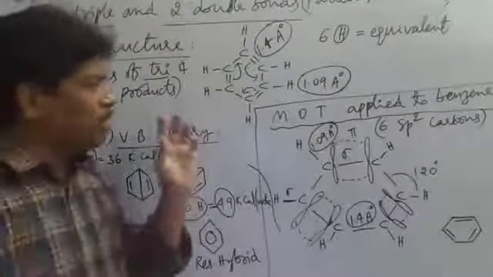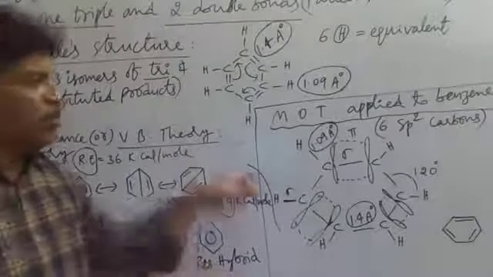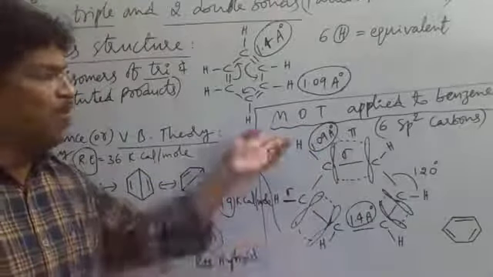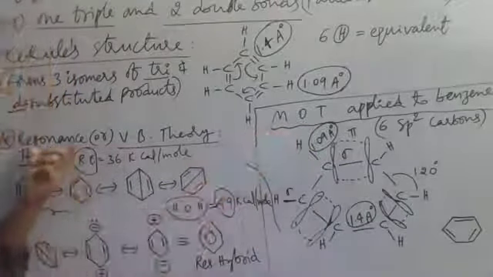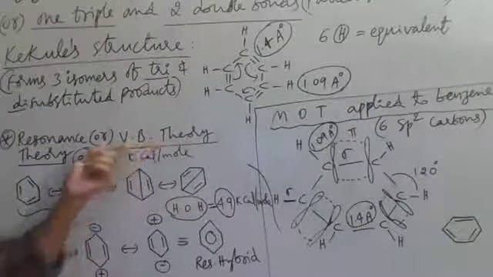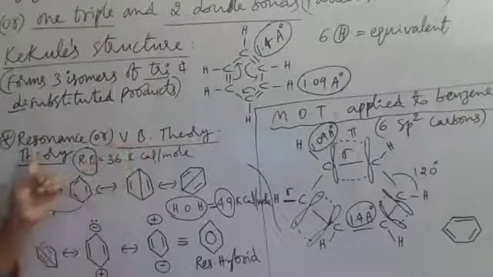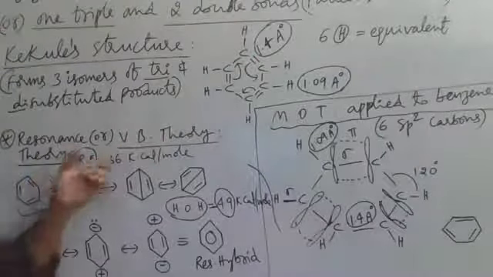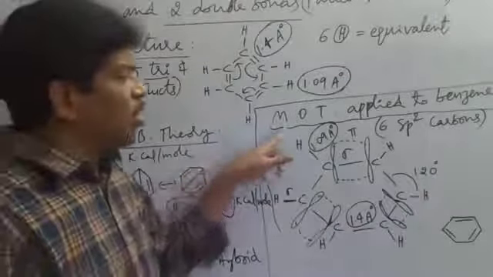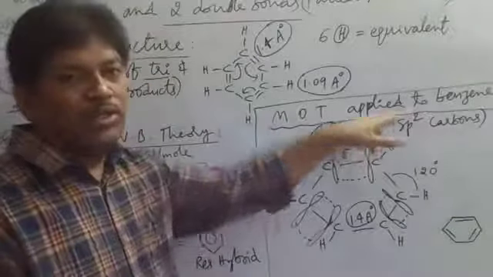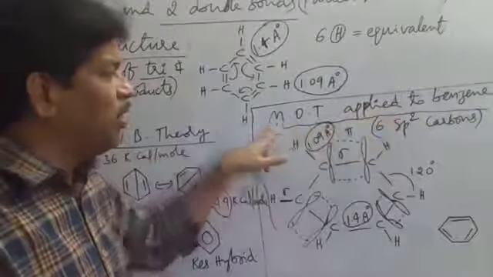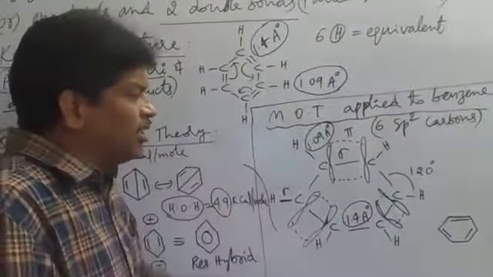Next, the structure of benzene can also be explained by using molecular orbital theory. We can use resonance theory or valence bond theory. VB theory means valence bond theory or resonance theory. Any one of these two can be used to explain the structure of benzene. We can also apply molecular orbital theory to explain the structure of benzene. According to this, now here.